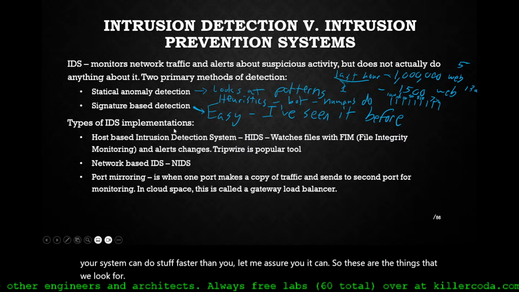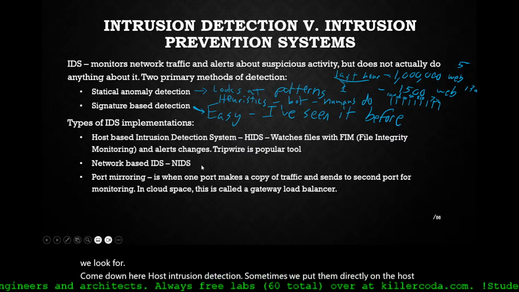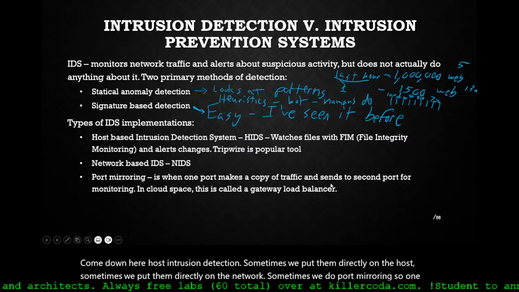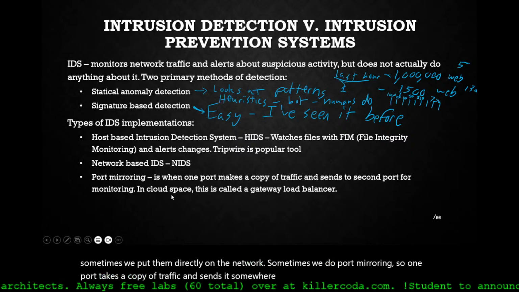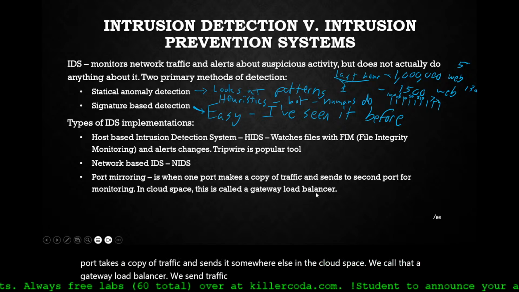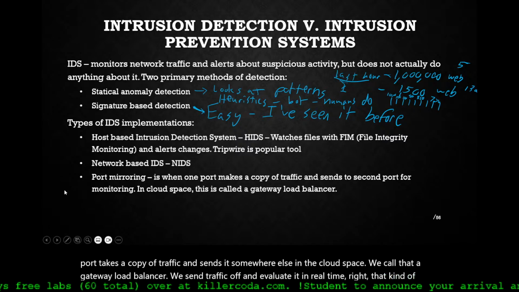Come down here, host intrusion detection. Sometimes we put them directly on the host. Sometimes we put them directly on the network. Sometimes we do port mirroring, so one port takes a copy of traffic and sends it somewhere else. In the cloud space, we call that a gateway load balancer. We send traffic off and evaluate it in real time, right? That kind of stuff. But there's all that.